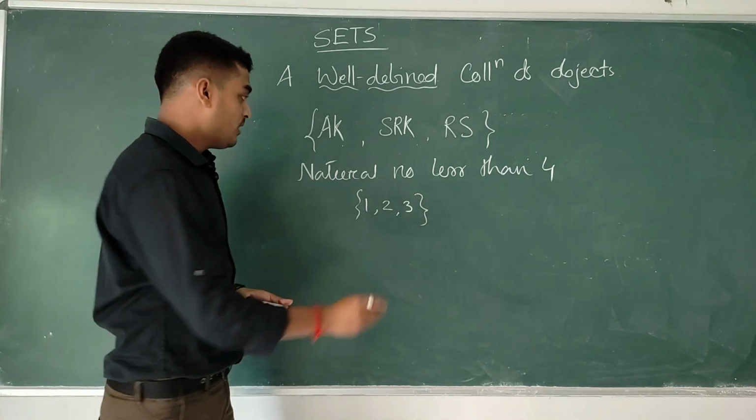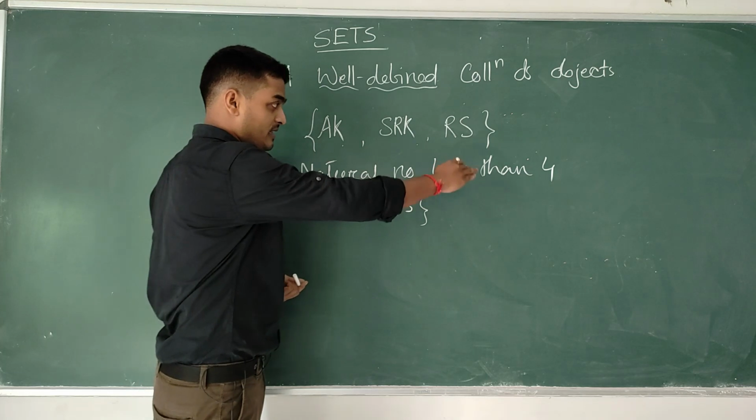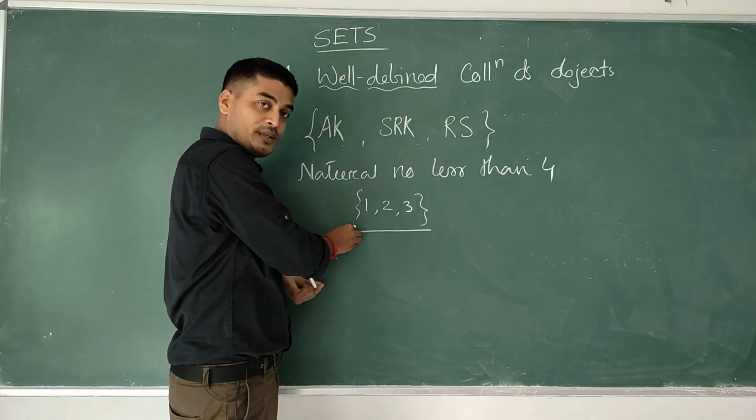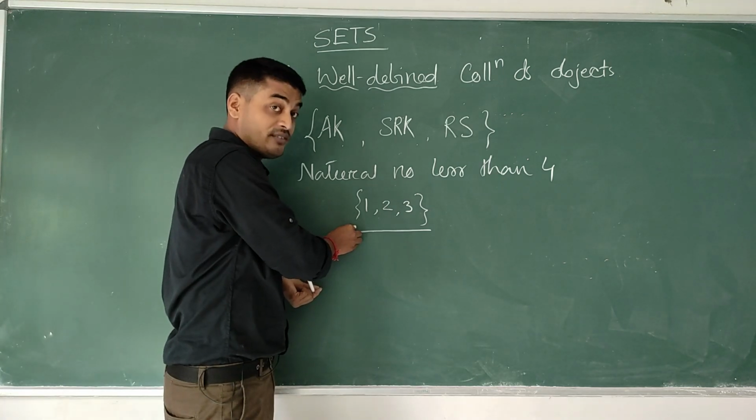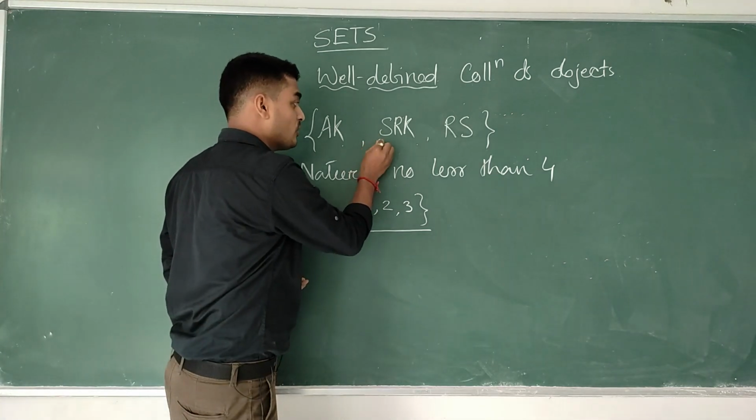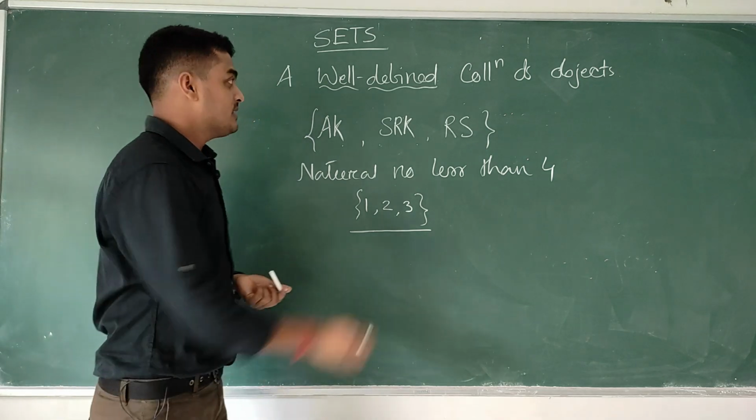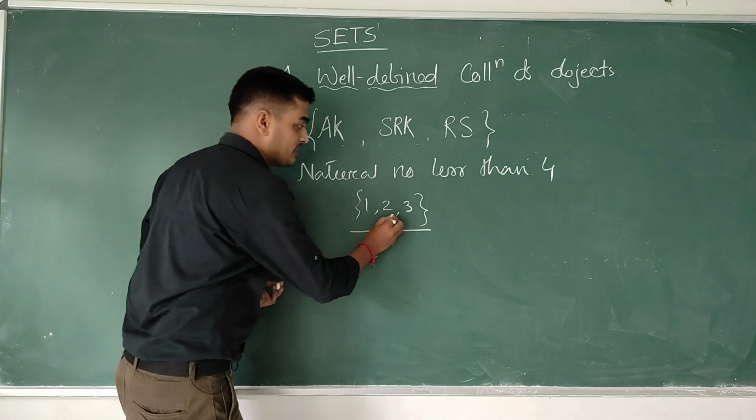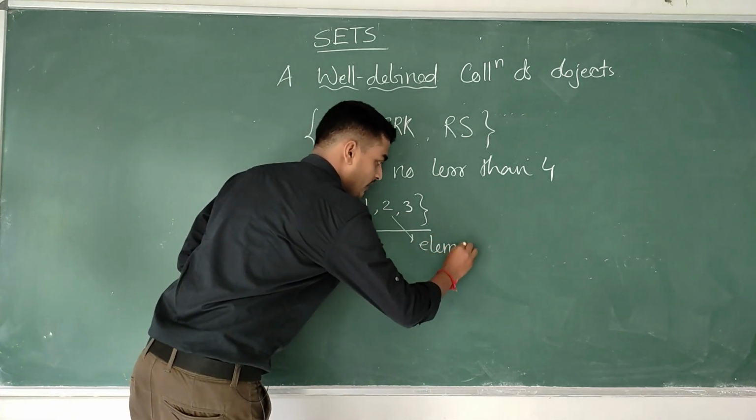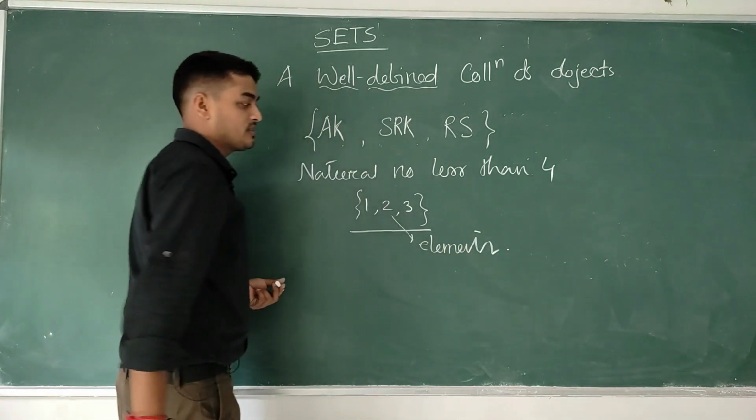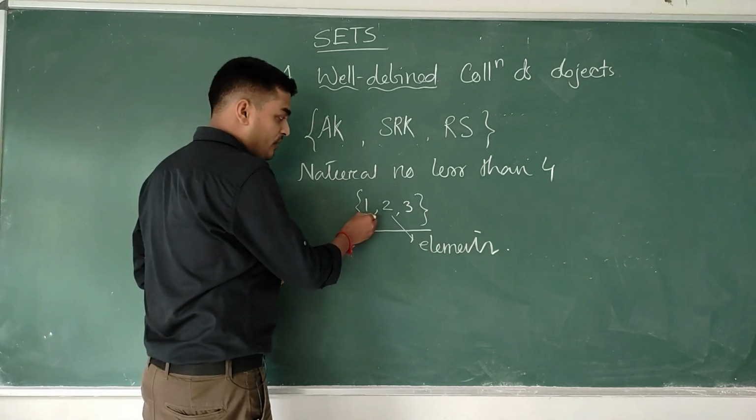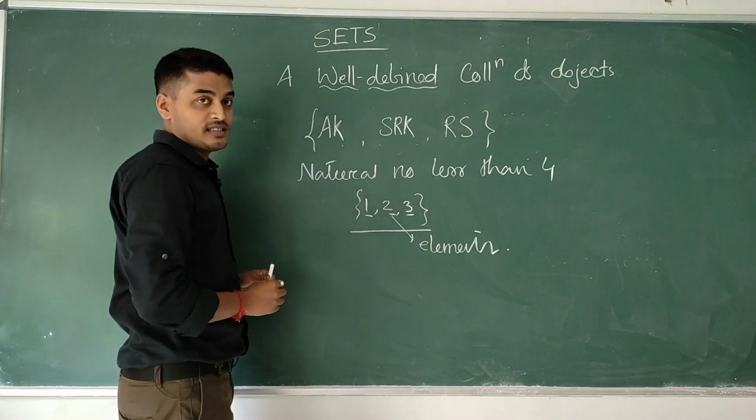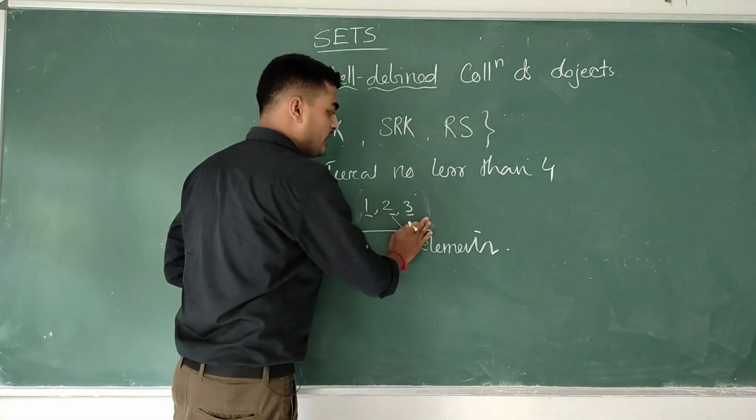Now come to this point once again: natural numbers less than 4. It is a set because it is a well defined collection, or you can say its answer will not vary from person to person. Whenever you write down all those elements, these are known as elements of the set. If I write down these elements inside the curly bracket, then it will represent a set, otherwise it will not represent a set.